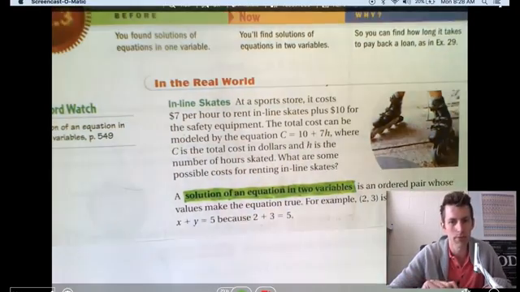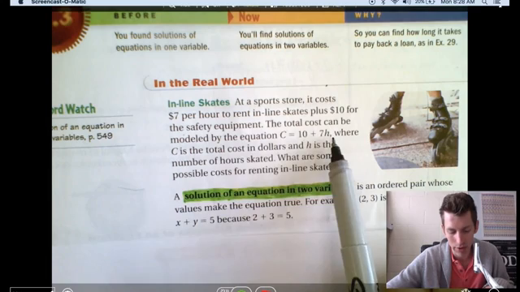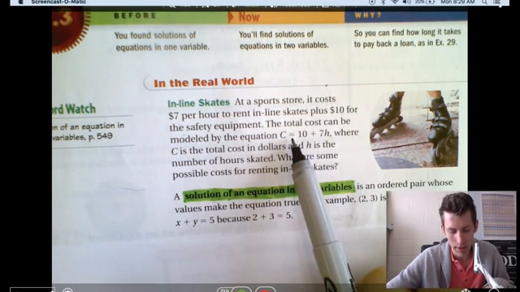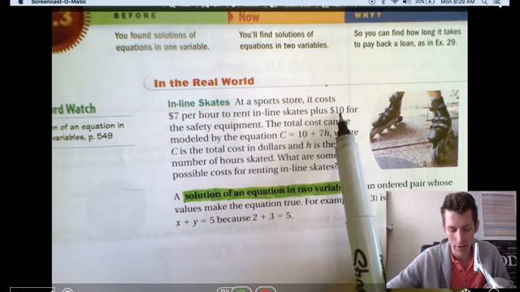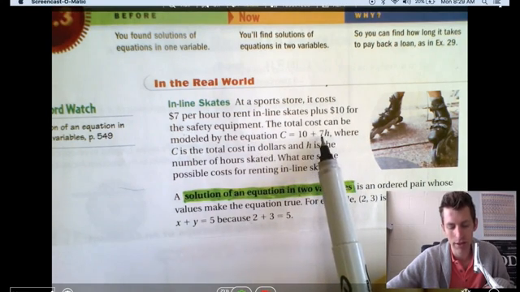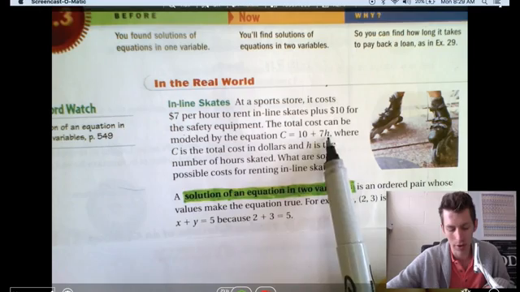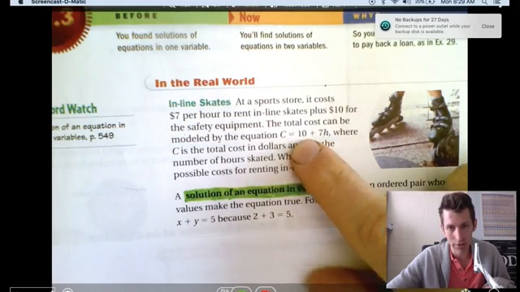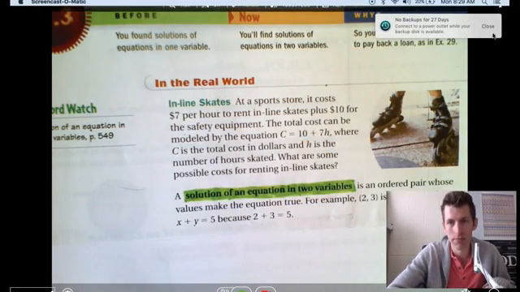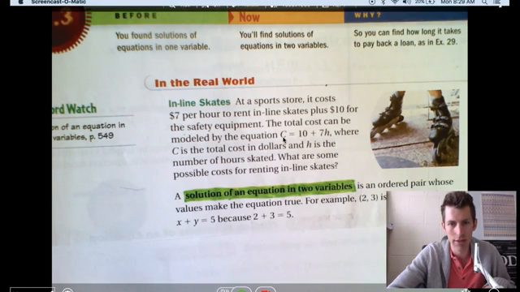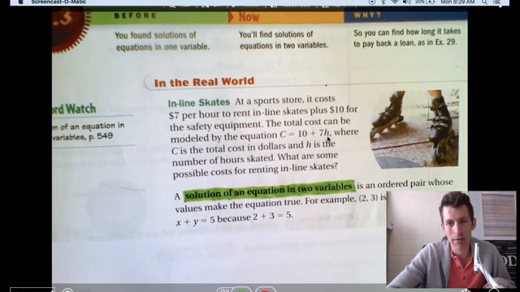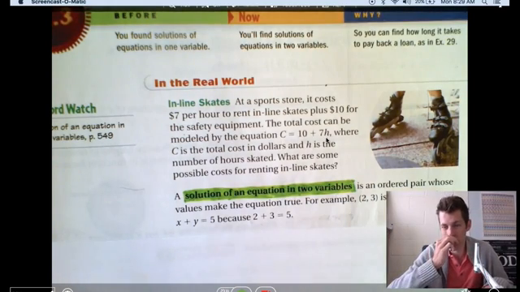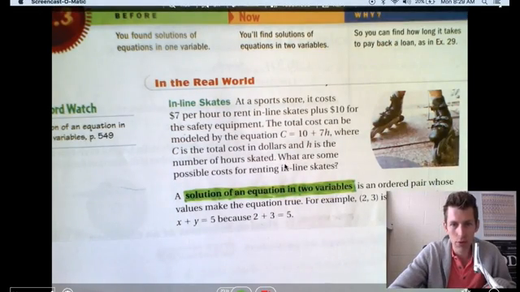Now, we've done some of this before. You guys could have set up this equation, right? The total cost, C, equals your one-time cost of $10 for the safety equipment plus $7 per hour, right? $7 every hour that you use them. Now, this equation, is this an equation in one variable or two variables? In two variables, right? H and C. We don't know how many hours you're going to be out, so we don't know the total cost. But we could do some theoretical plugging in for the hours and find out. So what are some possible costs for renting inline skates?